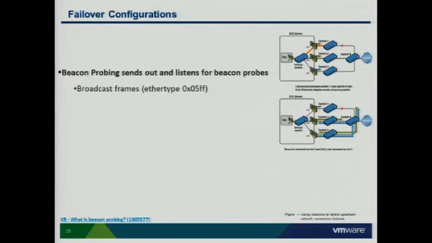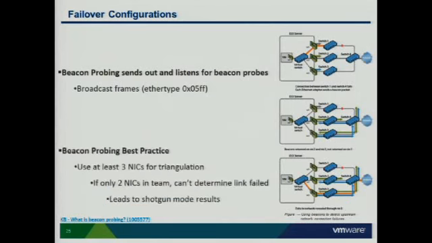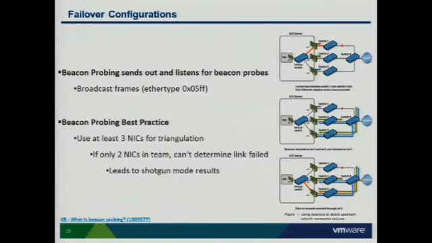So we have beacon probing. We can use that and send out and listen for beacon probes. So it's a broadcast frame, ether type here in hex 05FF. And our best practice for that is to use at least 3 NICs for triangulation. If you only have 2 NICs in the team, we can't really reliably tell which link failed. So we'll go into kind of a shotgun mode with that. So we'll be sending packets down both links. So you kind of want to avoid that. And best practice, use 3 of them.